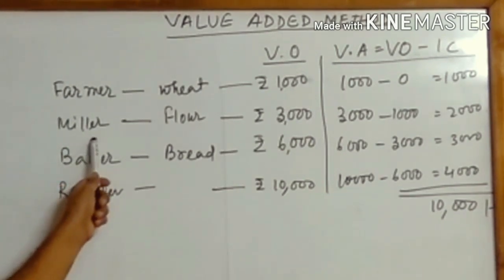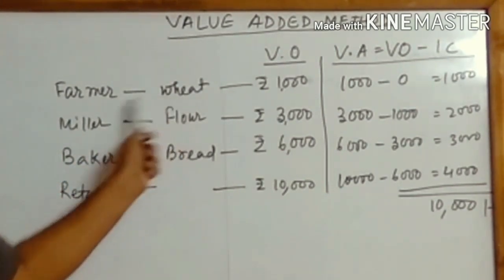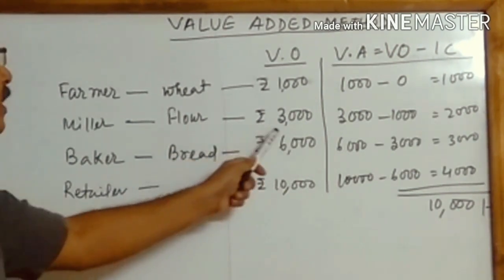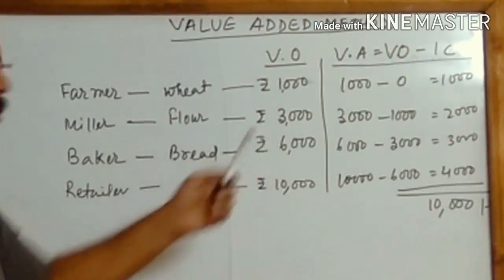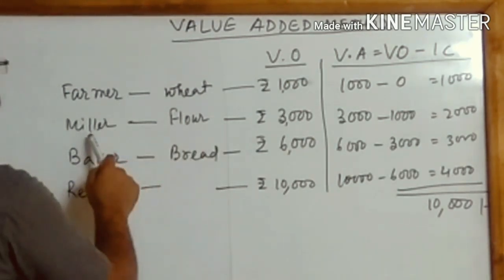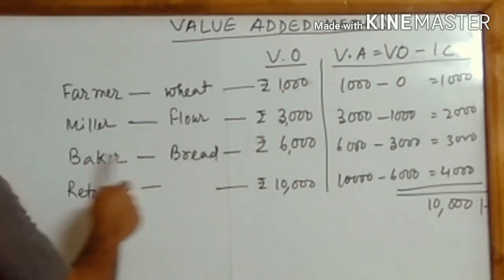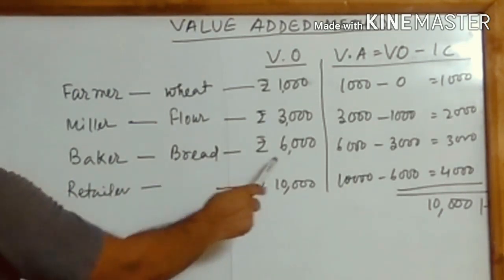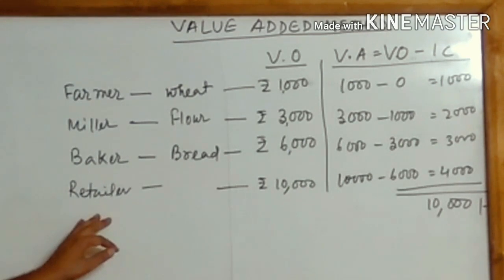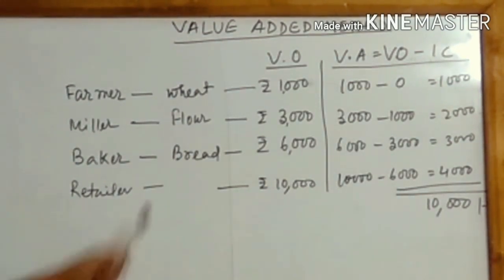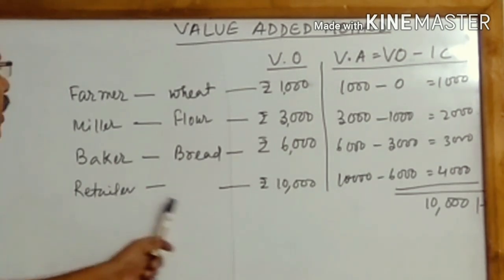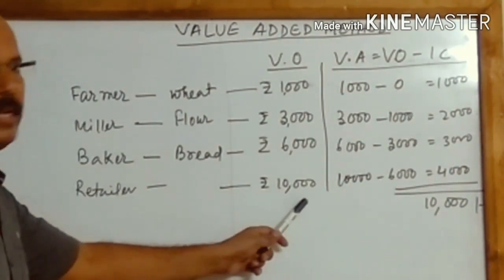That is, he had seeds of his own and he has produced wheat of rupees 1000. The miller has purchased wheat from the farmer and has produced flour and has sold it in the market at rupees 3000. Now the baker has purchased flour from the miller at rupees 3000 and has produced bread and has sold it in the market at rupees 6000. The retail seller has purchased the bread from the bakery and has sold it in the market at rupees 10,000.